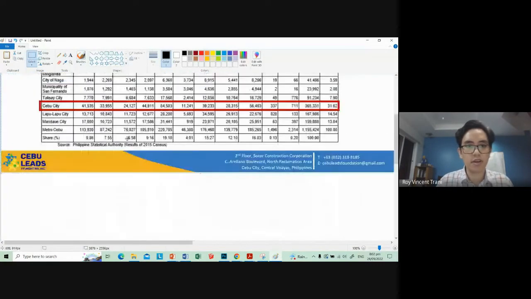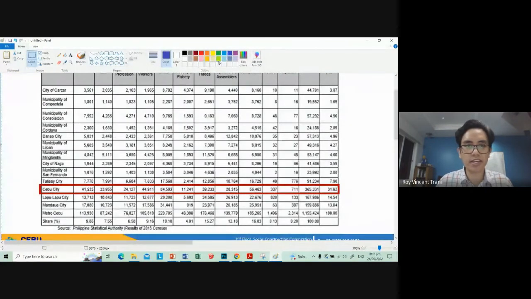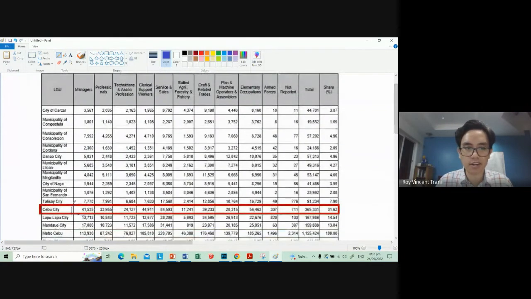So basically, I'm guessing that the only people who are using private cars are these people here. The managers, the professionals, those with the means to buy their own car. Let's just be generous and include these guys too. And then those who are using public transportation are these guys here. Armed forces, and I don't know why there's 700 not reported.